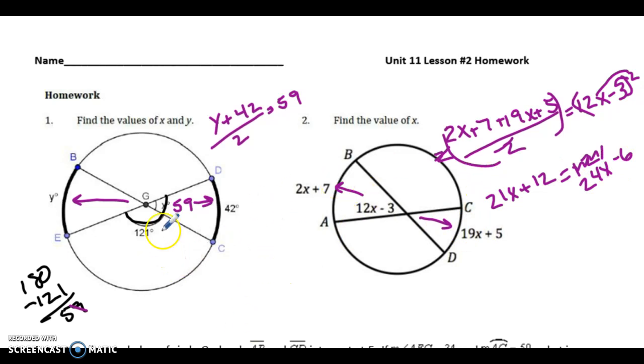The other two are pretty easy, so you're going to work from there. Number 3 and 4, finish on your own.